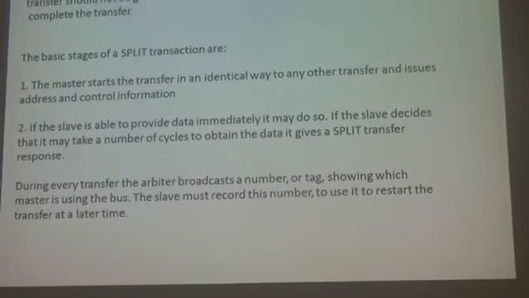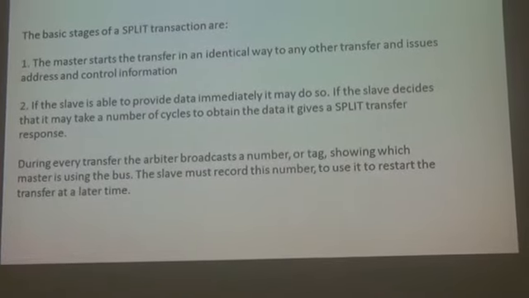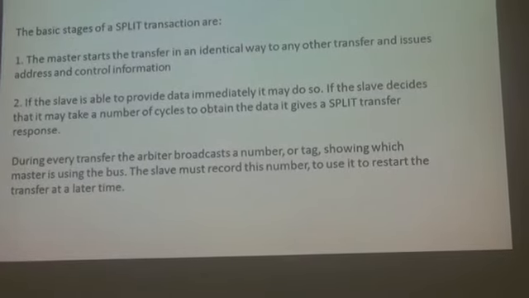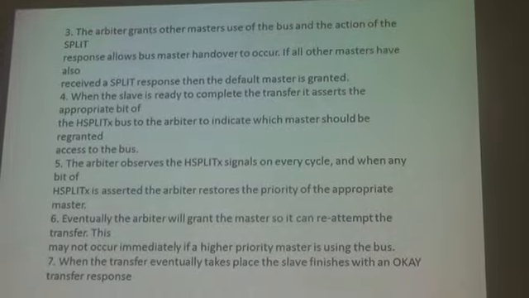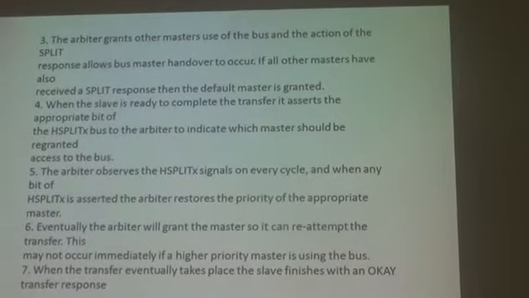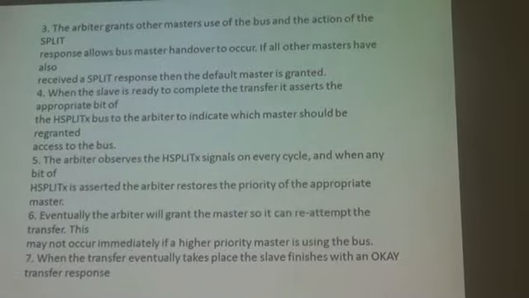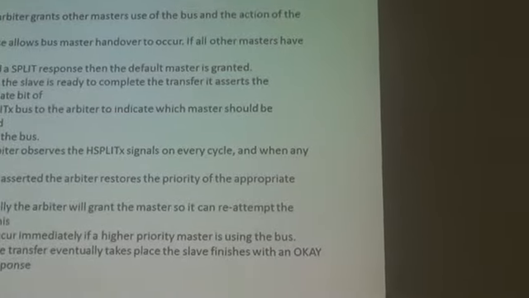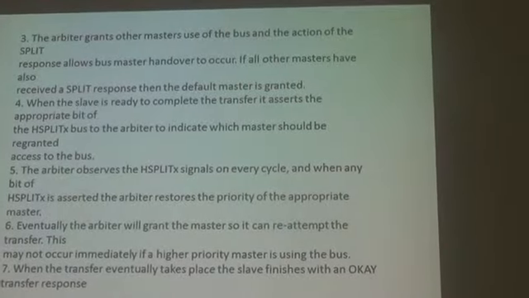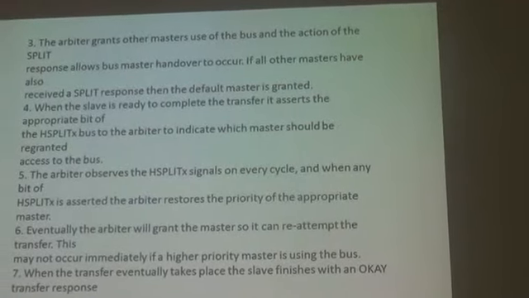This is the response from the slave. During every transfer, the arbiter broadcasts a number or a tag showing which master is using the bus. The slave must record this number and use it to restore the transfer at a later time. The arbiter grants another master use of the bus and the transfer is split. The split response allows the bus master handover to occur. If all other masters have also received the same split response, then the default master is granted the bus. So now the arbiter has to grant the bus to another master, and if all the masters have been given the split response, it will give it to the default master.